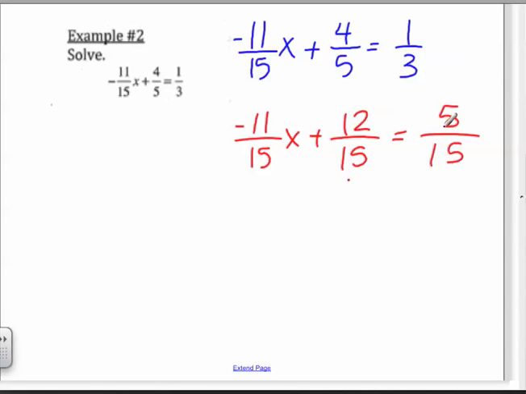How do I get rid of, or what do I get rid of next? What do I get rid of next, Simon? Get rid of the 12 over 15. Exactly. I get rid of the thing that's farthest from the variable. I do the opposite of PEMDAS. Right? So I'm going to get rid of adding and subtracting first. Okay. So if I want to get rid of 12/15, how do I do that, Teddy? I'm going to subtract 12/15 from both sides.